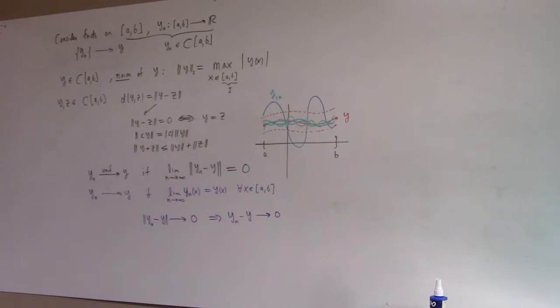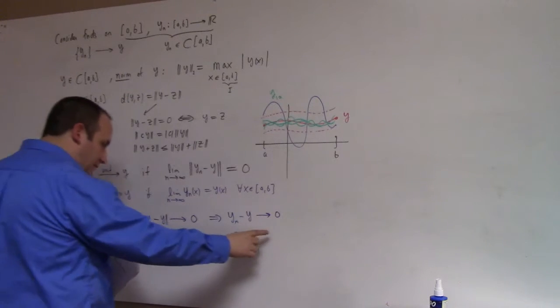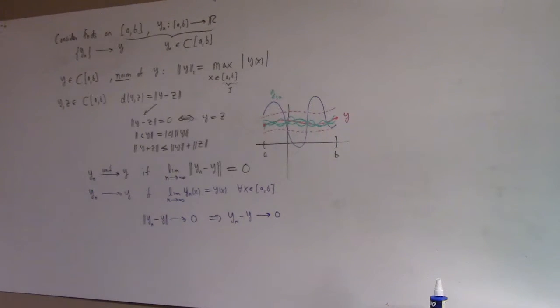Okay, so again, uniform convergence implies pointwise convergence, but it's well known that the converse is not the case, right?